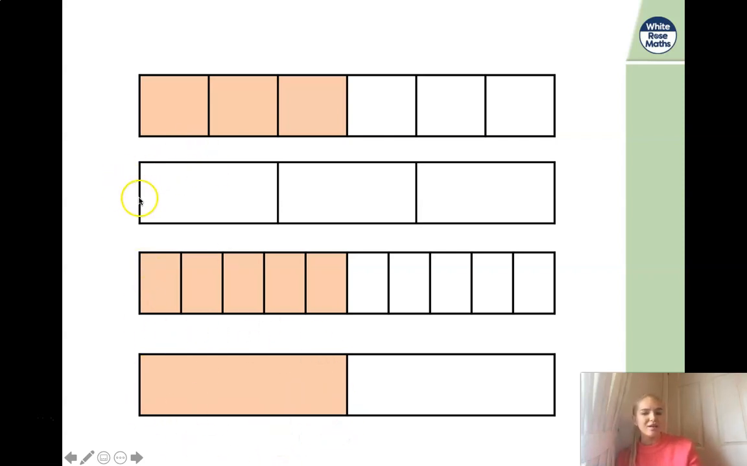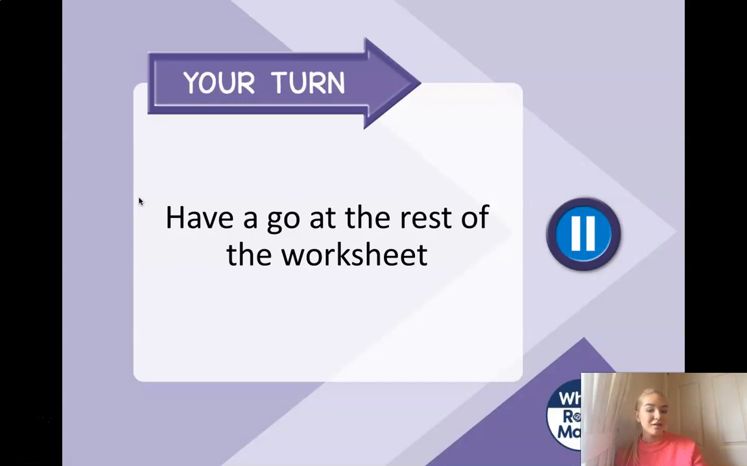Could I split this bar into halves by using the bars that it's been split into? No, I couldn't, could I? How many sections do I have? I have 3 sections. Can I split 3 in half equally? No, I can't, could I? Because it would be 1.5, and that is not an equal measurement. We need it to be a whole number. So we couldn't split the last one in half. We could split it in thirds though. So now it's your turn to have a go at the rest of the worksheet.